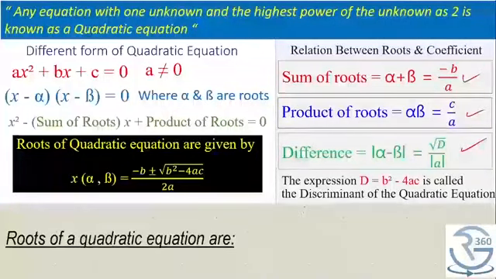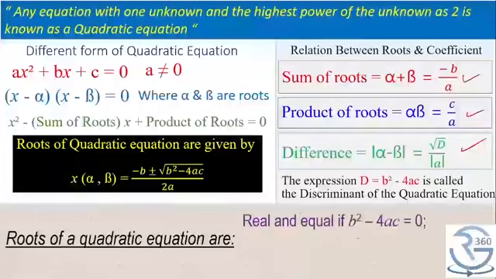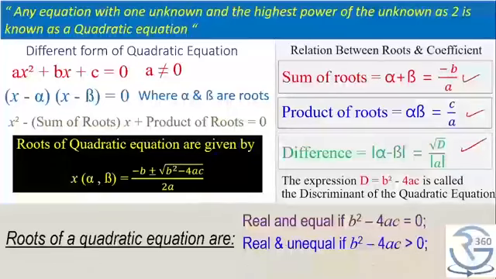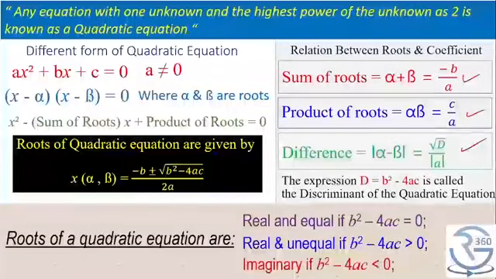So the roots of quadratic equations are real and equal if b square minus 4ac is equal to 0, that is, the discriminant is 0. Real and unequal if the discriminant is positive, and imaginary if the discriminant is negative. So let's solve some good questions on quadratic equation. Here's our first question.